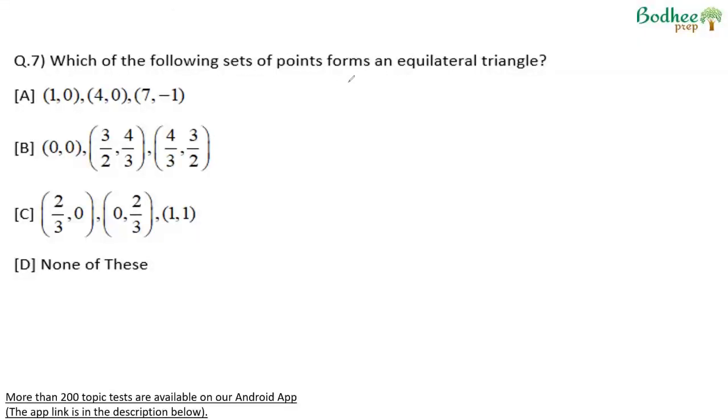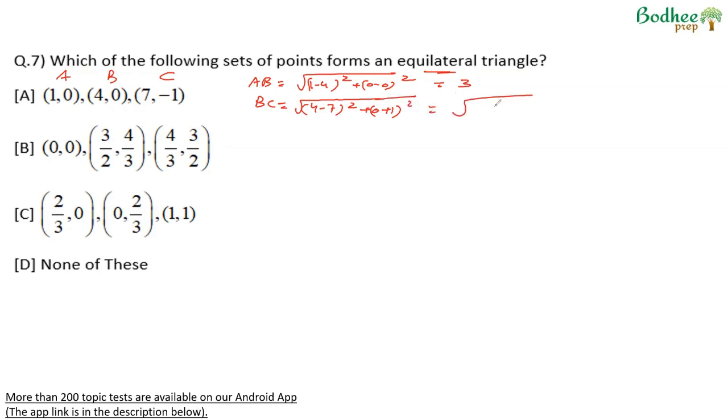Which of the following sets of points form an equilateral triangle? Equilateral triangle means that the lengths should be the same. Suppose the points are A, B, C. We find out AB here in the first case. AB is root of 1 minus 4 square plus 0 minus 0 square, which will be 3. BC will be root of 4 minus 7 square plus 0 minus 1, therefore plus 1 square. This will be 9 plus 1, which is root 10. Clearly, AB is not equal to BC, so this is not an equilateral triangle.